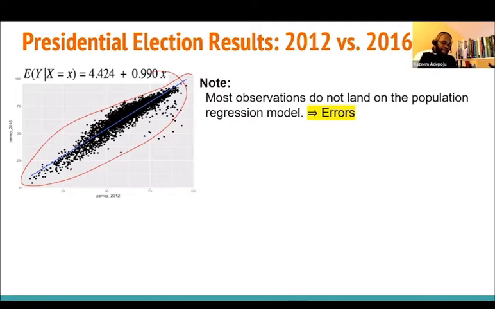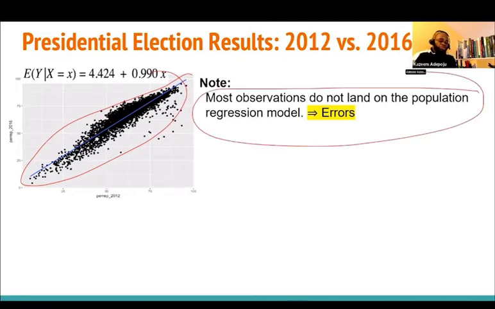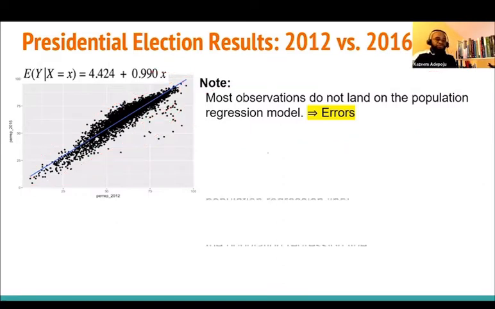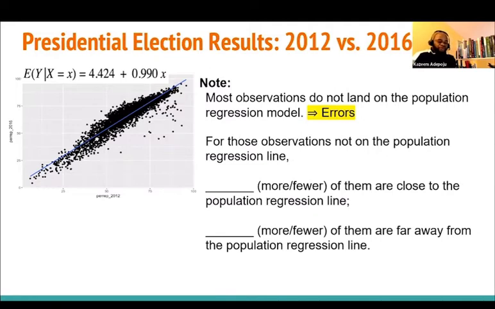Now, that is the reason why I said most observations do not land on the population regression model, and that is the errors that I'm talking about. The fact that they did not all land on the straight line, the blue solid line, is the beginning of errors. But you know what? Most of the dotted points are very close. If you take a look at that, they are very close to the line, and that actually means the error here is very, very negligible. For those observations not on the regression line, this is a beginning.